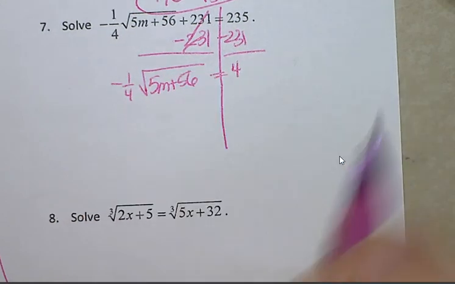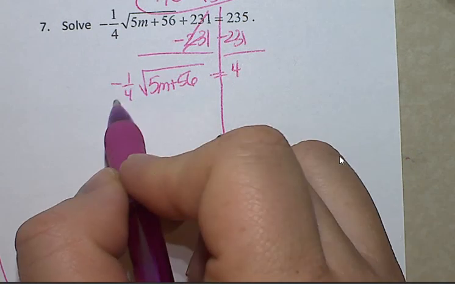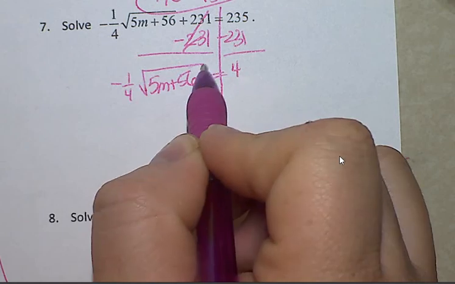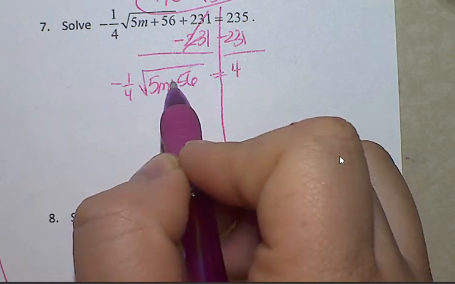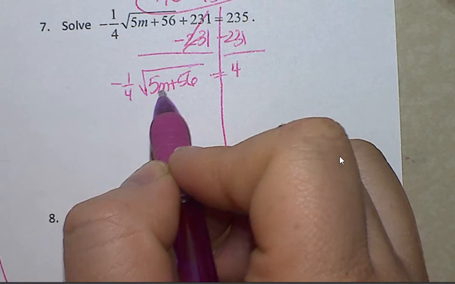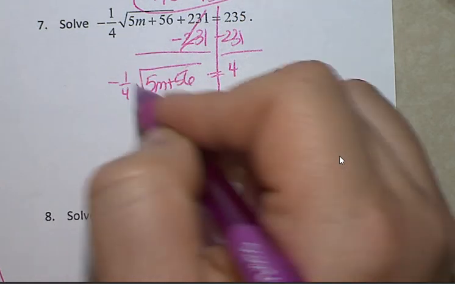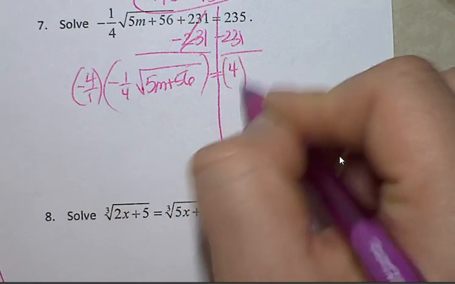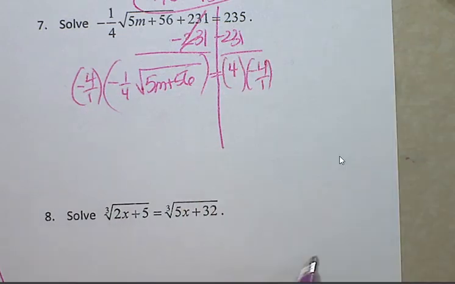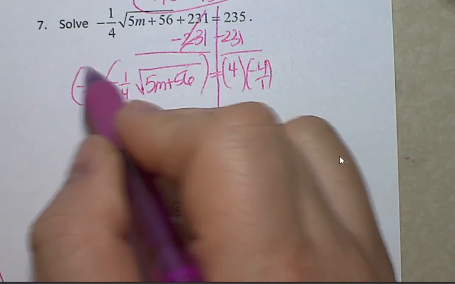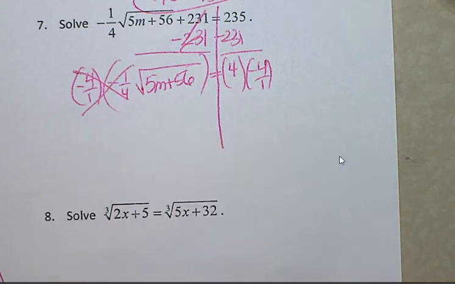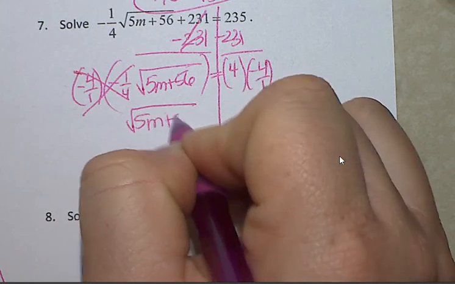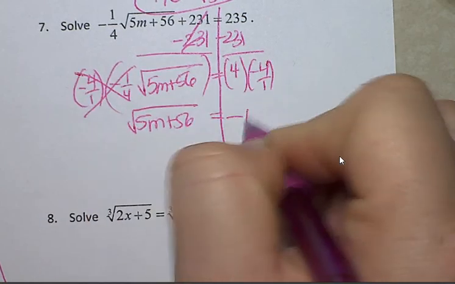Okay, now I need to get rid of the negative 1/4. It's being attached by multiplying to this radical. So normally, to get rid of something that's being multiplied, you divide it. And you still could divide by negative 1/4, but because it's a fraction, we often multiply by the reciprocal. Multiplying by the reciprocal does not change the sign. The negatives, 1s, and 4s cancel, and now I have the square root of 5m plus 56 equals negative 16.